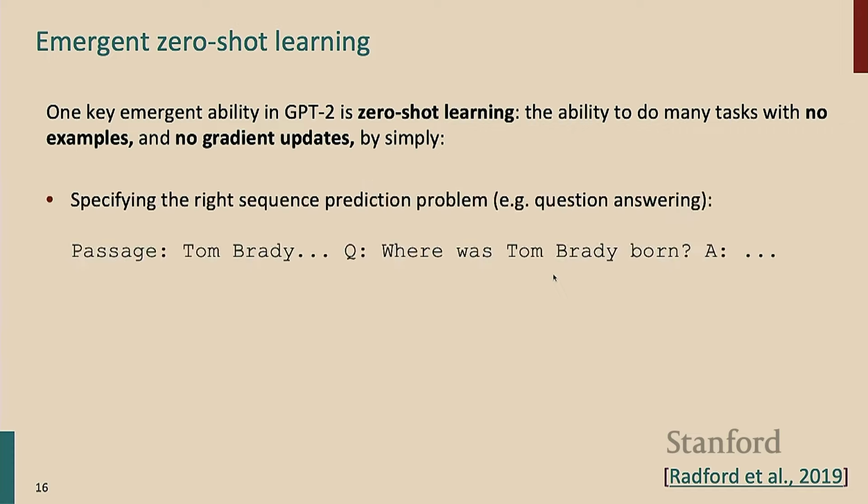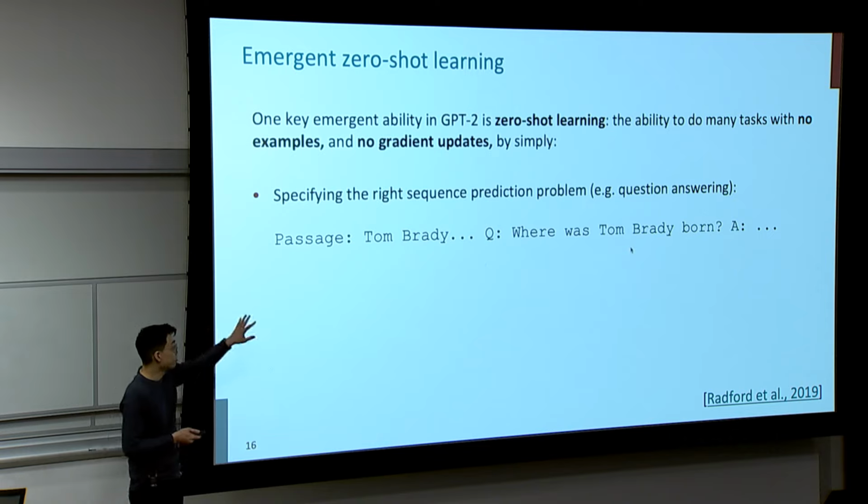So if you care about question answering, for example, you might include your passage, like a Wikipedia article about Tom Brady, and then add a question. So, question: where was Tom Brady born? And then include an answer, like A, followed by a colon, and then just ask the model to predict the next token. Right? You've kind of jury-rigged the model into doing question answering.